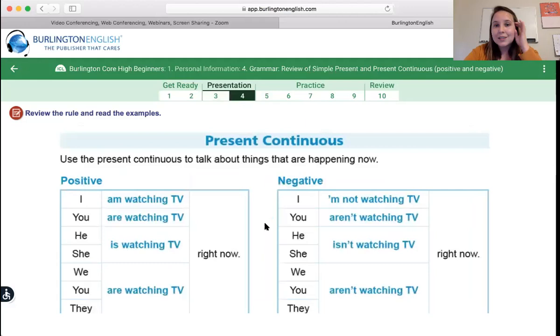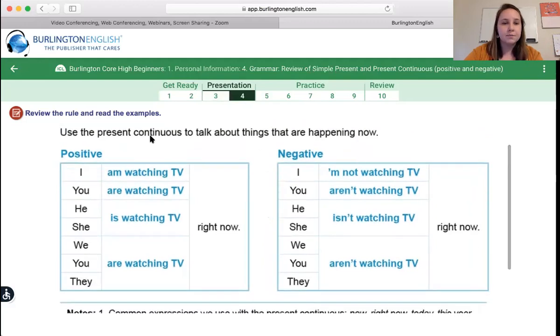The next one is called the present continuous. If that helps you to know the name, great. But don't worry too much about it. I want you to think about it as how you describe things that are happening right now. So, I am watching TV right now. You are watching TV right now. He is watching TV right now. She is watching TV right now.